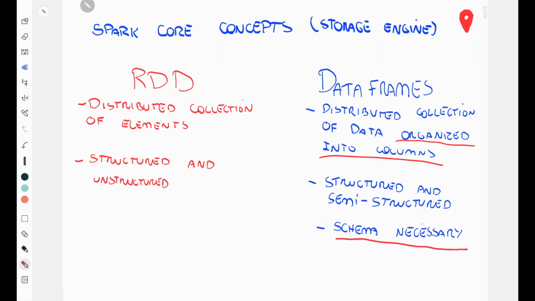And the schema is necessary. So even if you're using semi-structured data, for example, JSON, you have some columns here. You would have to create a schema saying, oh, this is column 1, and the type is int, and so on, while creating a data frame with the semi-structured data.